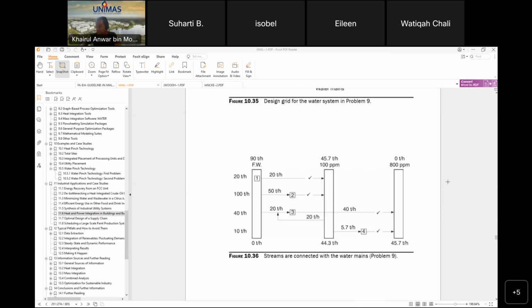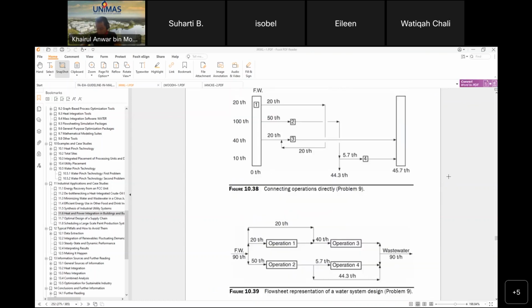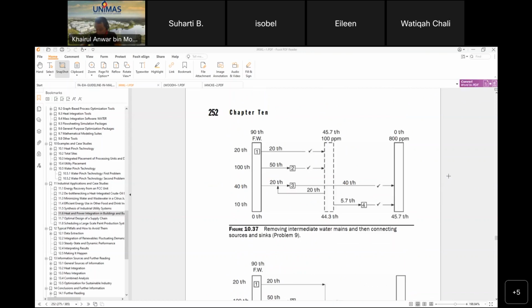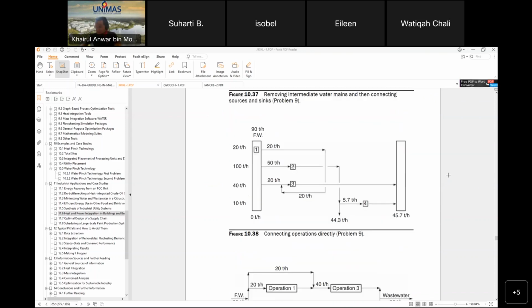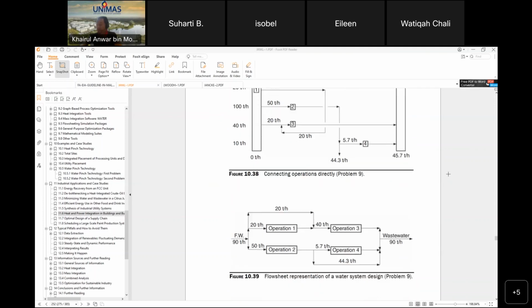Then connect the operations directly as shown in 10.38. Sorry, remove the intermediate in 10.37. Then connect the operations directly as shown in 10.38. Finally, figure 10.39 is drawn in a conventional flow sheet from one of the possible resulting designs of the water network.